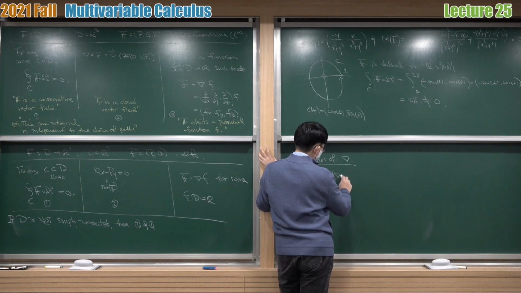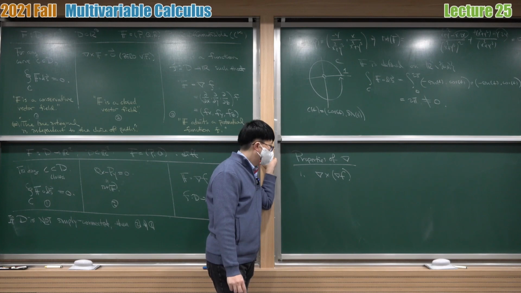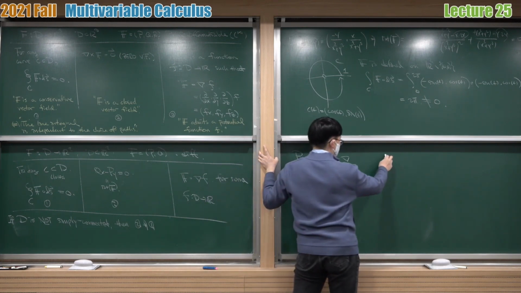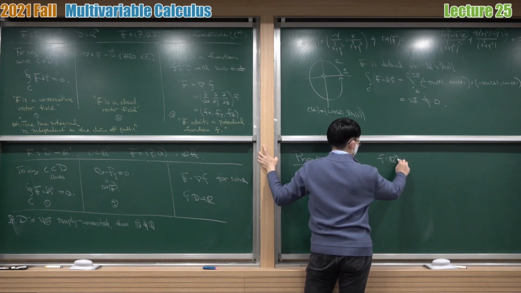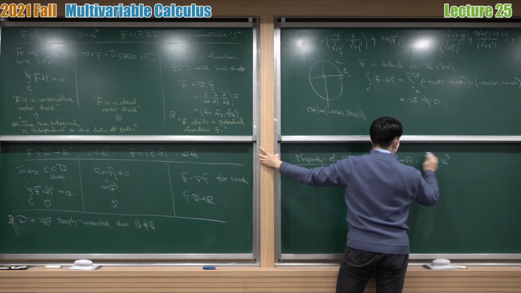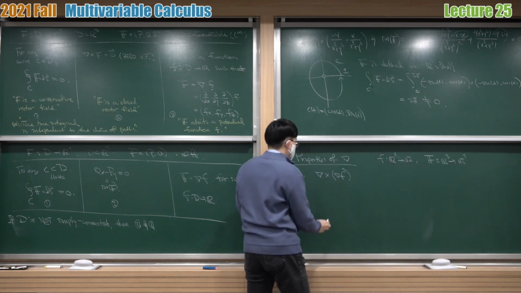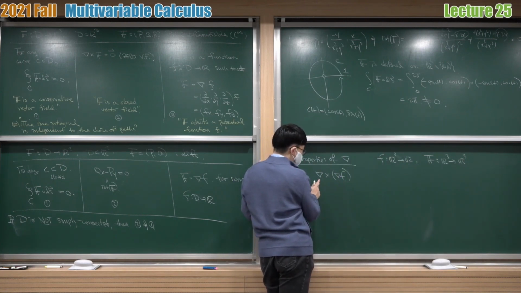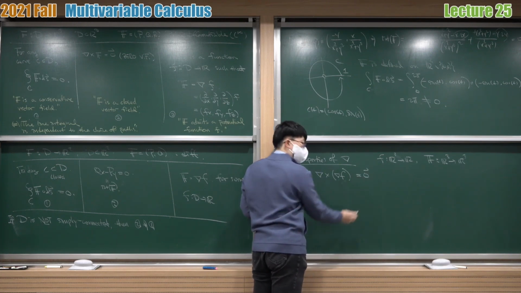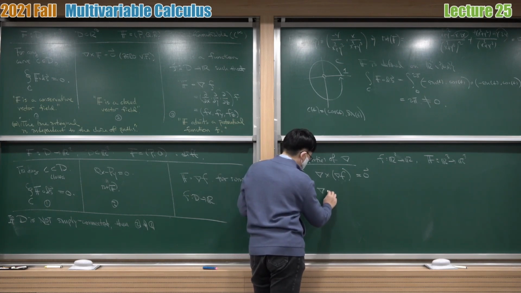Does this make sense? Yes, it makes sense because you have a vector as a gradient of a scalar function. So here we have f as a scalar function, which is a three-dimensional function, and this is a three-dimensional vector field. So you have a curl of the gradient, and we know that this is always 0.